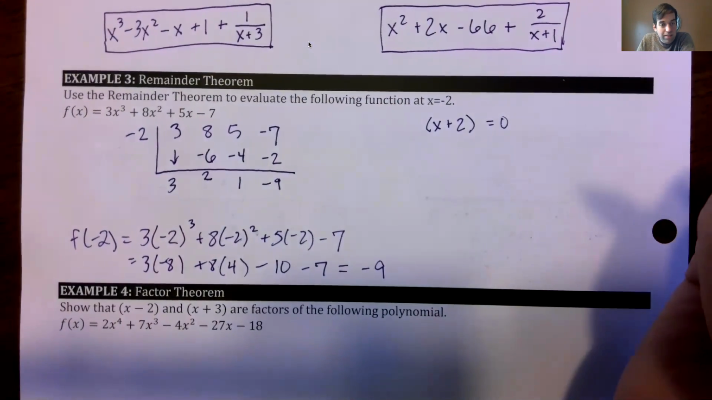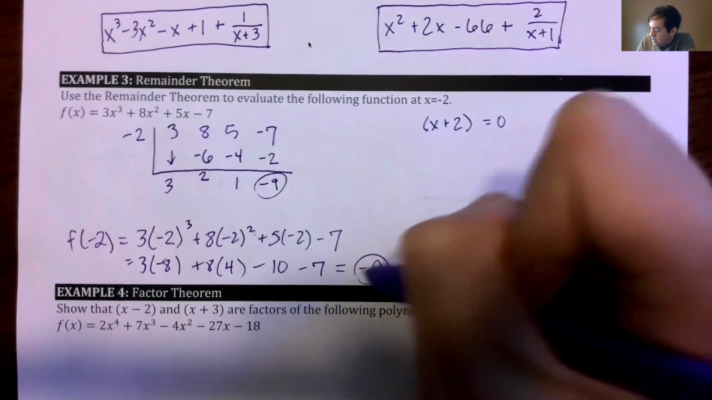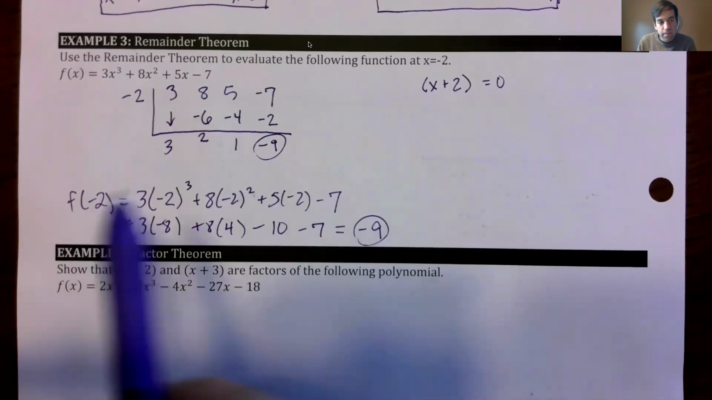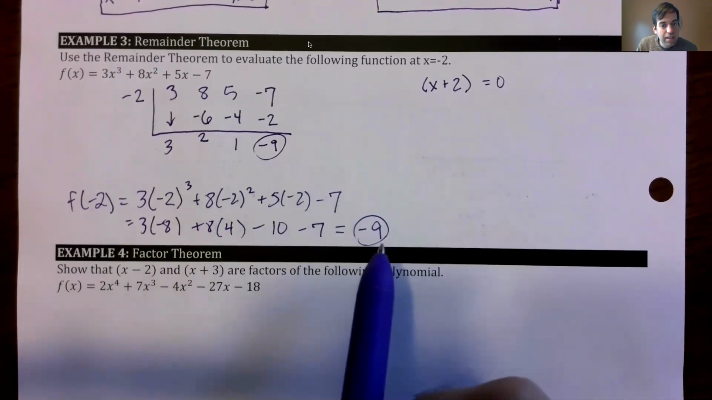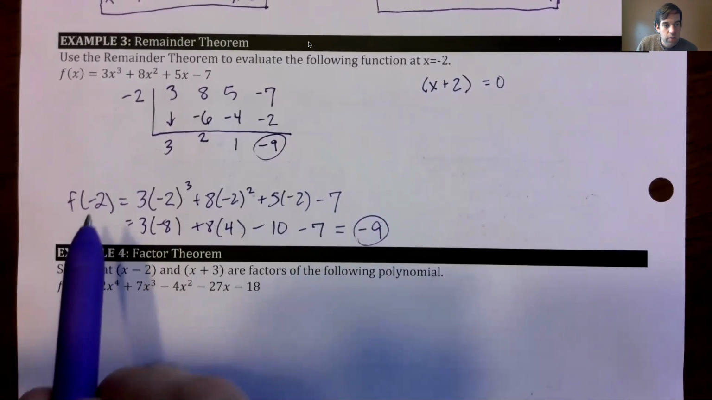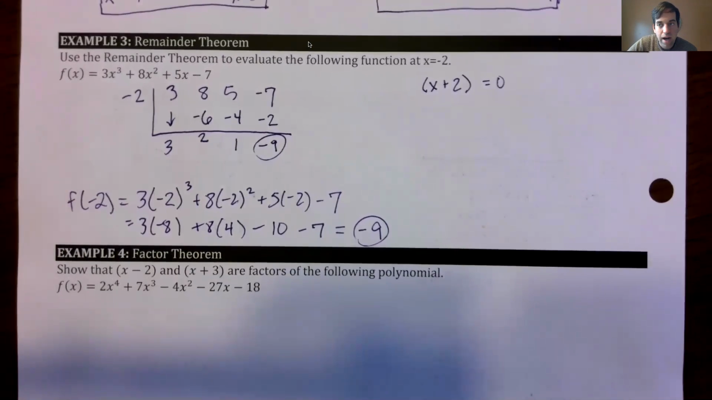And what you should notice is that the remainder is the same as the value of the function at the same x value. So the remainder was negative 9. The function is at a y value of negative 9. So negative 2 here, negative 2 there, negative 9 there, negative 9 there. And that's going to be true for any polynomial divided by a linear factor, x plus something or x minus something, okay? Pretty neat, I would say.